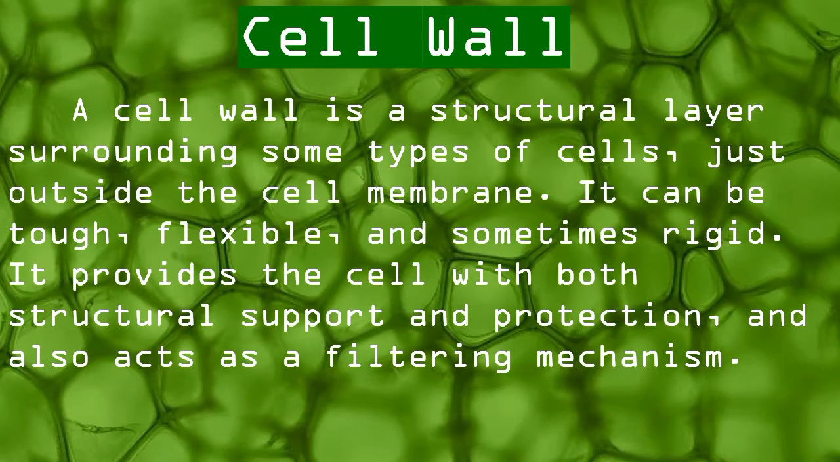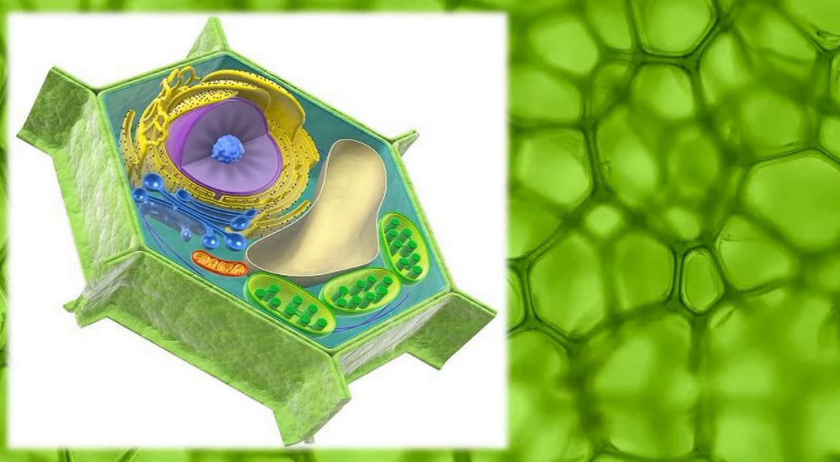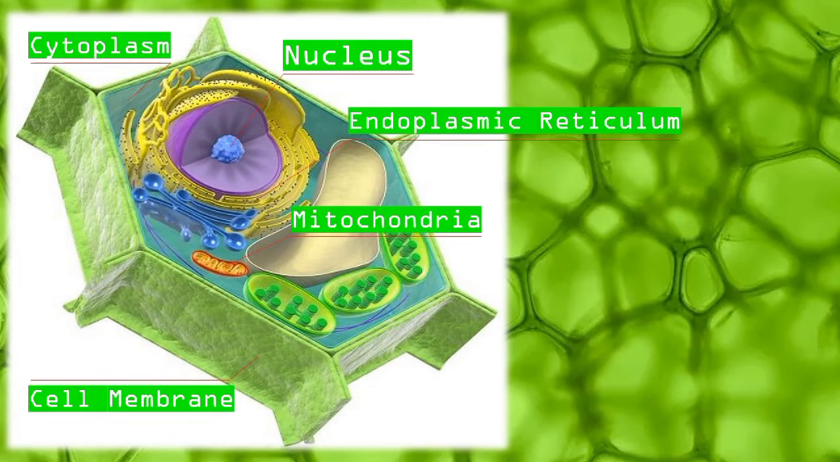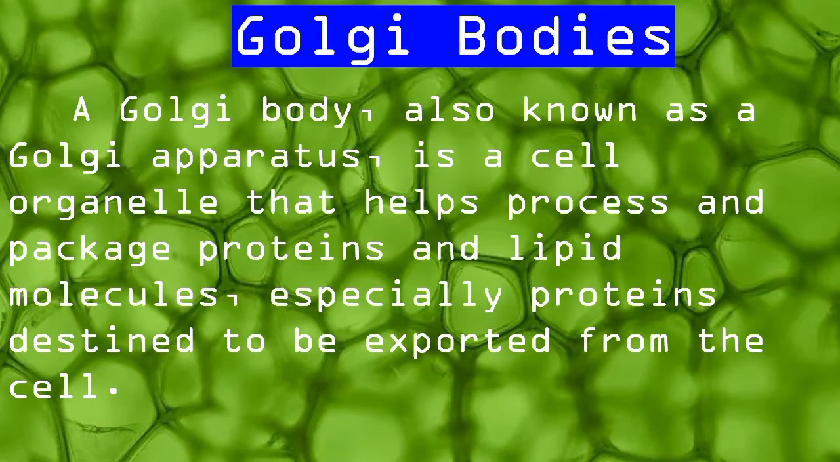Cell wall. A cell wall is a structural layer surrounding some types of cells, just outside the cell membrane. It can be tough, flexible, and sometimes rigid. It provides the cell with both structural support and protection, and also acts as a filtering mechanism. Golgi bodies. A Golgi body, also known as a Golgi apparatus, is a cell organelle that helps process and package proteins and lipid molecules, especially proteins destined to be exported from the cell.